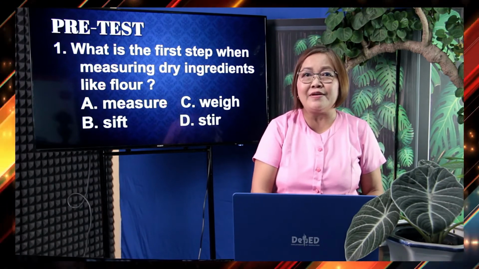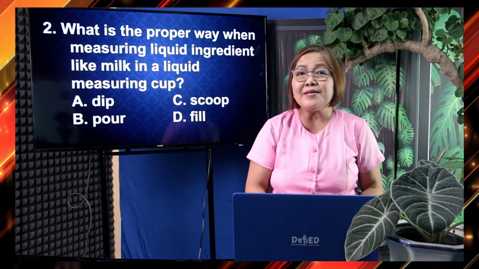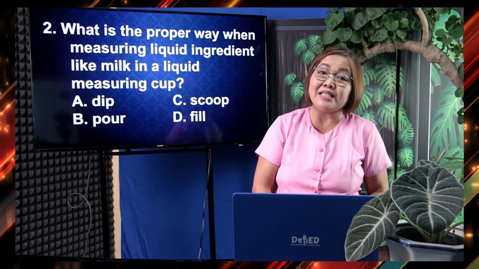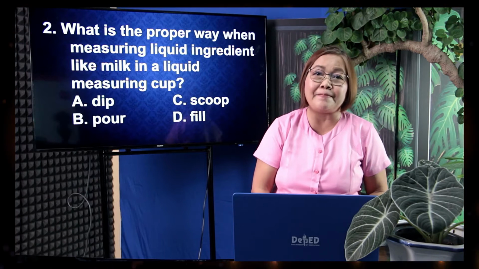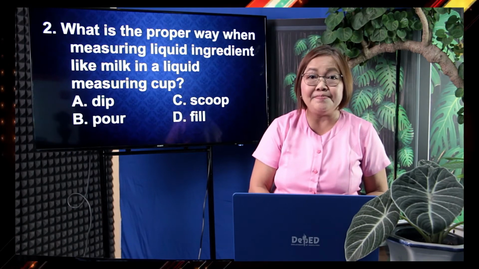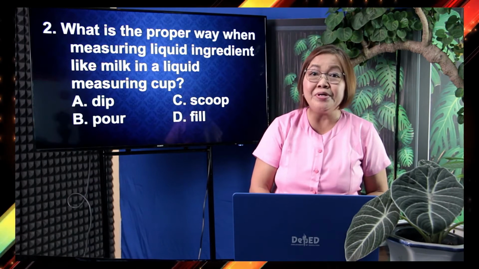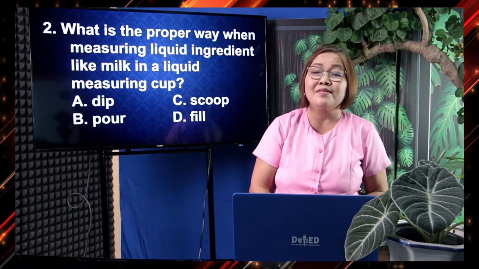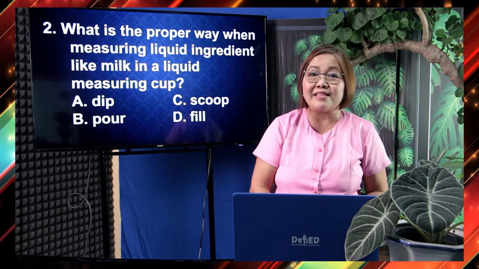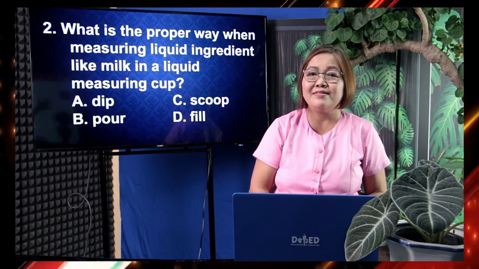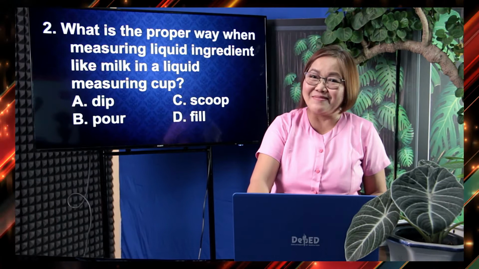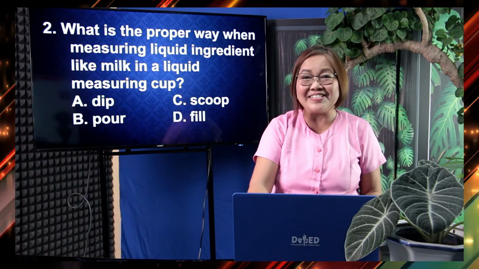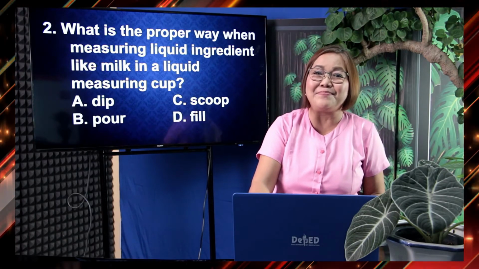Okay, shall we proceed to number 2? What is the proper way when measuring liquid ingredients, like milk in a liquid measuring cup? A. Dip. B. Pour. C. Scoop. Letter D. Fill. Time starts now. Time's up. The correct answer is letter B. Pour.